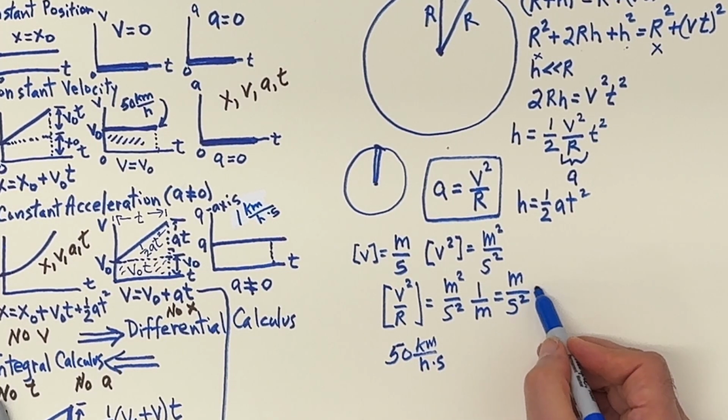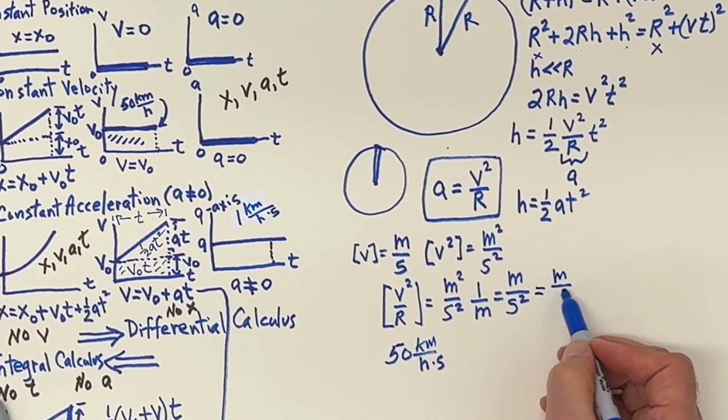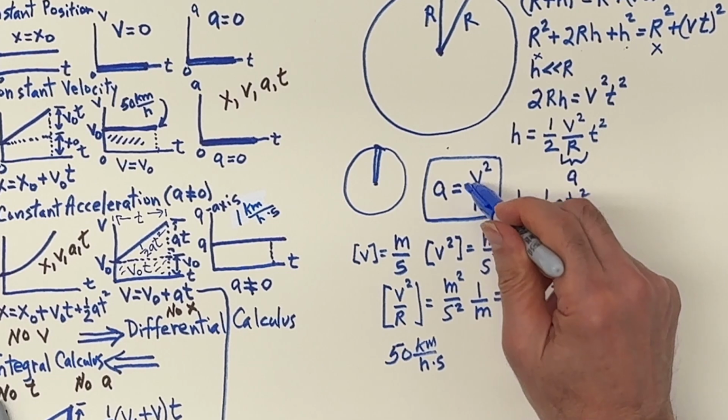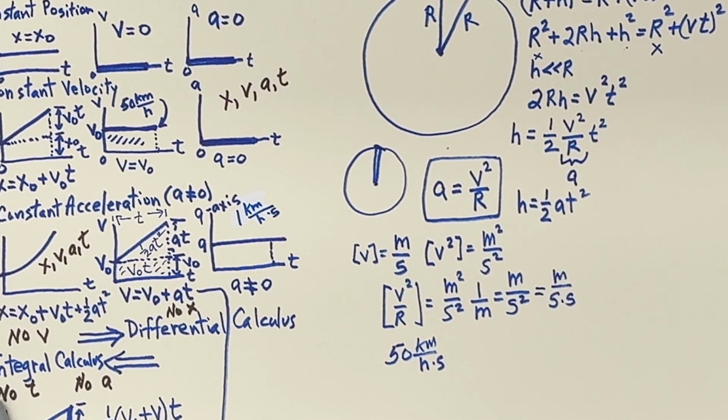And that's what we have here. This is meters per second per second. So that has units of acceleration. Everything checks out in a beautiful way. So that's a very important formula in basic physics. And this ends our section on acceleration due to circular motion.